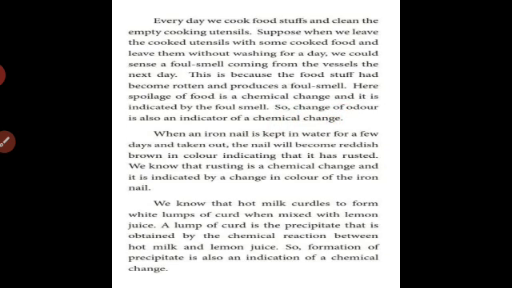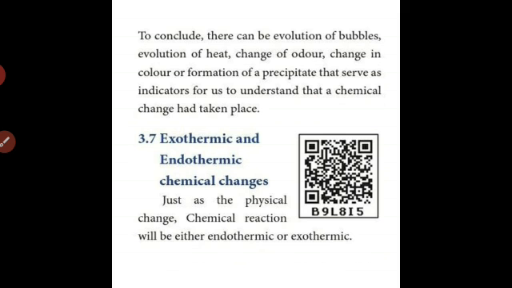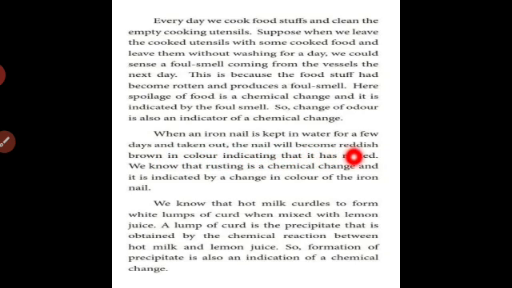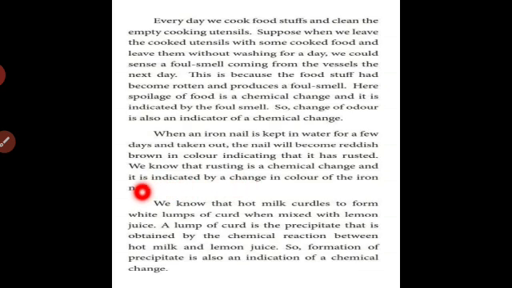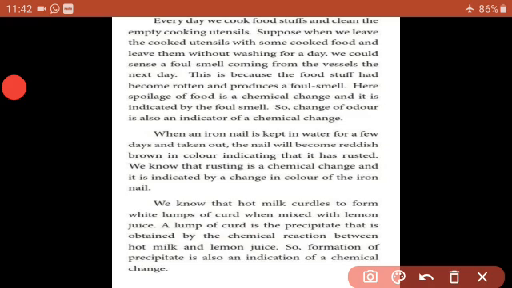Students, when an iron nail is kept in water for a few days and taken out, the nail will become reddish brown in color. We already discussed the rusting of iron, the same one. Reddish brown in color indicates that it has rusted. We know that rusting is a chemical change and it is indicated by a change in color of the iron nail. Next, we know that hot milk curdles to form white lumps of curd when mixed with lemon juice. A lump of curd is the precipitate obtained by the chemical reaction between hot milk and lemon juice. So formation of precipitate is also an indication of a chemical change.